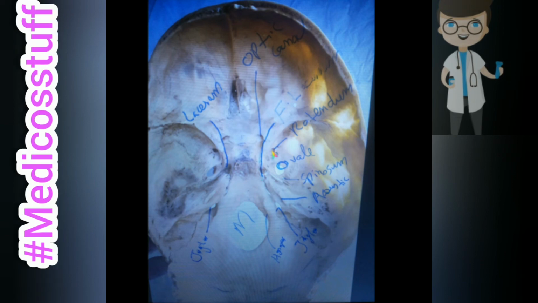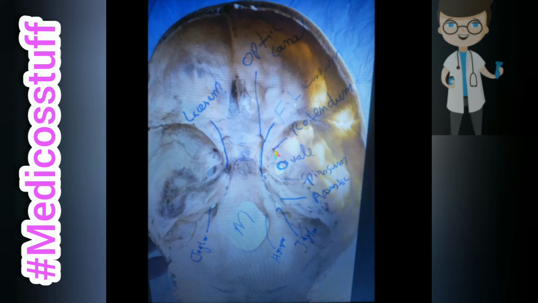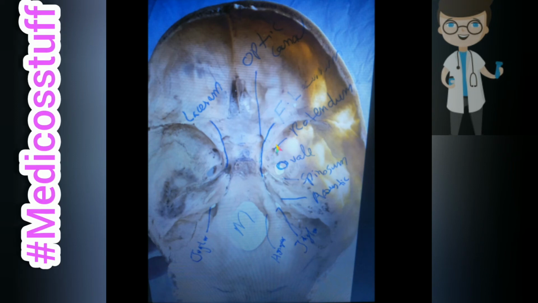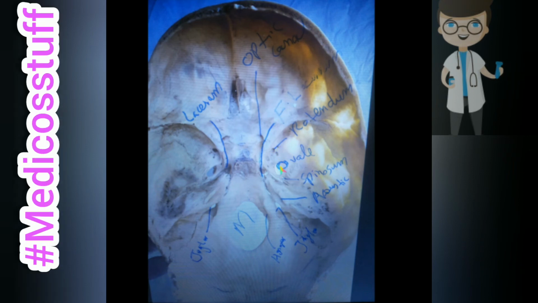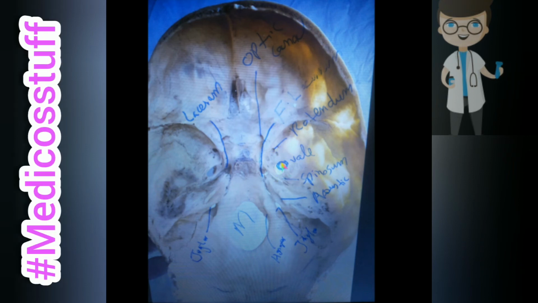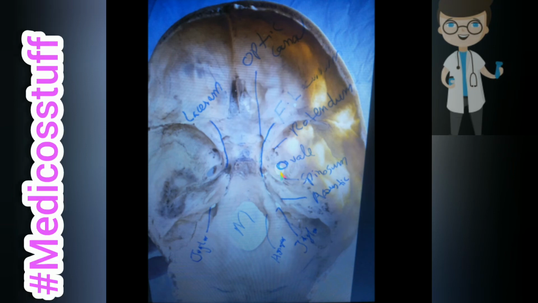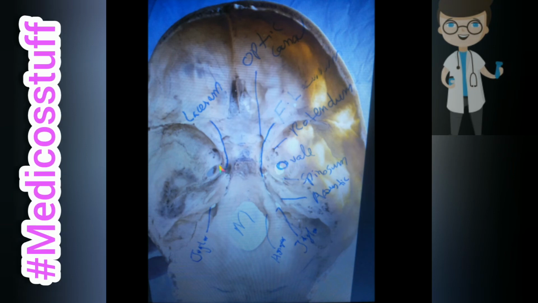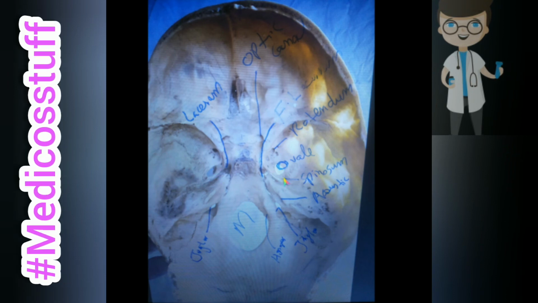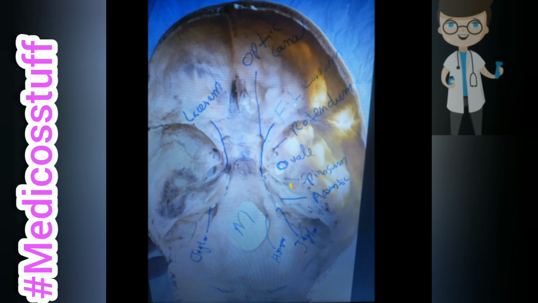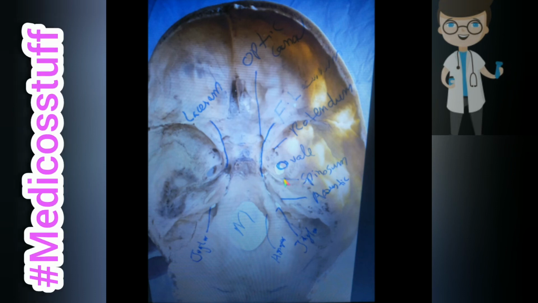This foramen, where you can see my cursor, is known as the foramen rotundum. Now this foramen is known as the foramen ovale, the large O-shaped foramen. Now this smaller foramen you can see below the foramen ovale is known as the foramen spinosum.